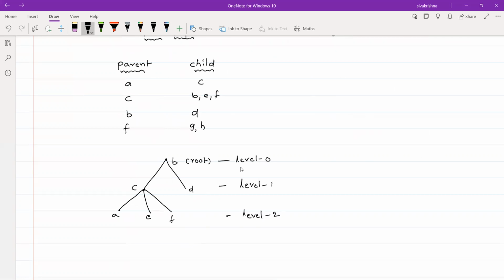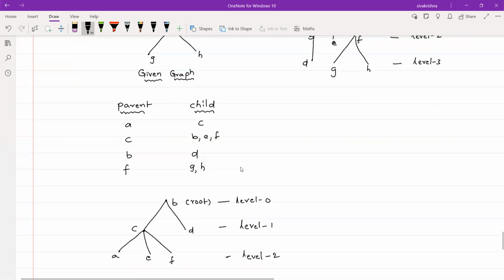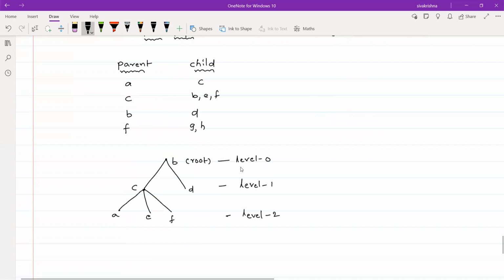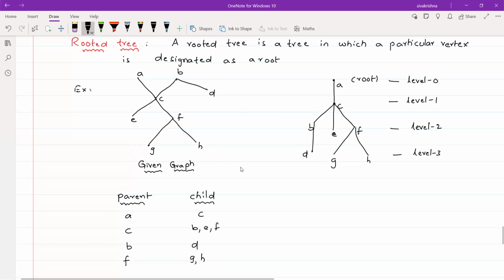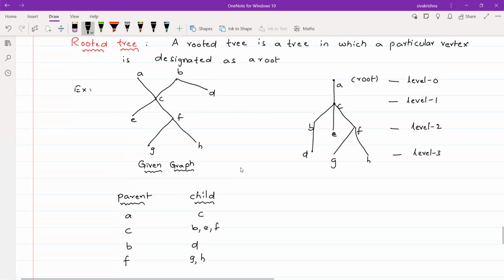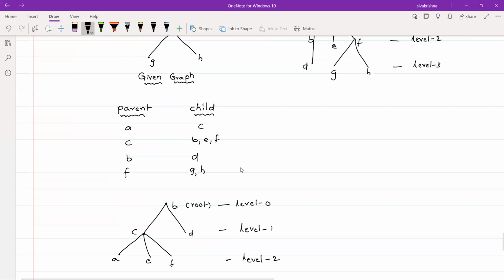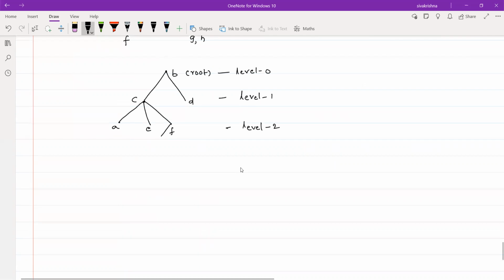Now coming to the vertex A. The only edge incident on A is from C. That was already drawn, so we need not draw it once again. Coming to E, E also has only one edge incident on it, from C. That also we have already drawn, so we need not draw it once again. Now coming to the vertex F, we have two edges incident on that particular vertex, so we have to draw two edges. So this is one, and this is the second one. These are G and this is H.